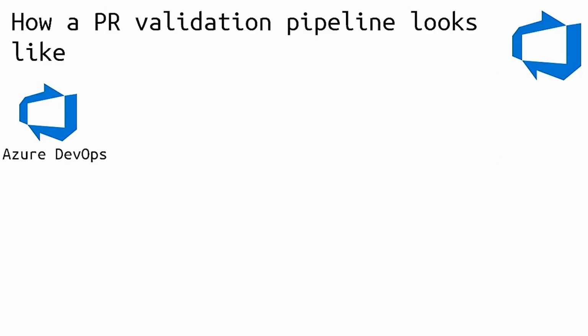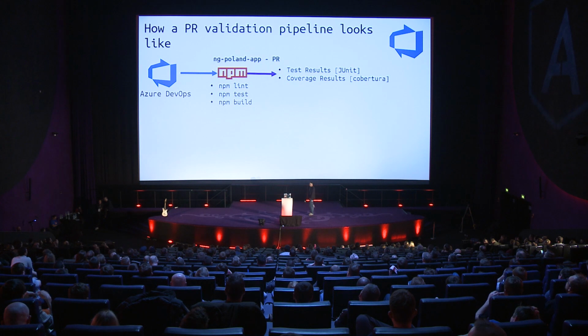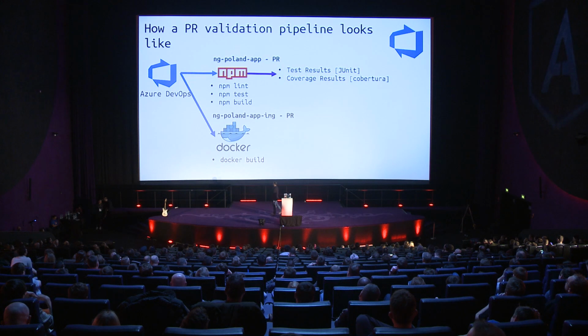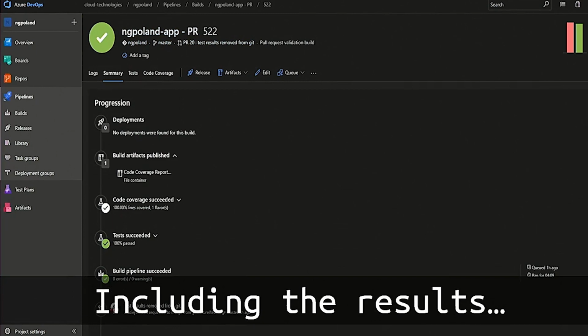So we have Azure DevOps that's launching 2 concurrent pipelines. The first concurrent pipeline is the npm pipeline, which produces the test and code coverage result in JUnit and Cobertura formats. And in parallel, it launches the Docker build. And you can have as many of it as you want. Right, so at the end of the day, your build should look like this. And here's the summary. As you can probably tell, you have the code coverage here and all the tests here. So all is good. So we have validated the pull request, but now it's actually time to build this thing.